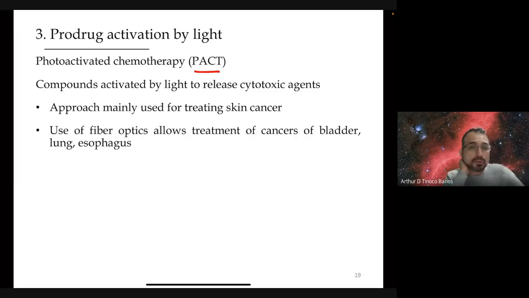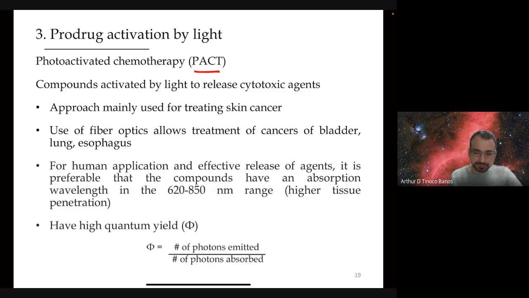However, the use of fiber optics has really allowed this technology to become more advanced, allowing treatment of cancers of the bladder, lung, and esophagus. For human application and effective release of agents, it is preferable that the compounds have an absorption wavelength in the 620 to 850 nanometer range. To an extent, that is because of higher tissue penetration, but it also has to do with practical reasons. If this is something light-activated that you have in your body, you don't necessarily want something that can be UV activated if someone were to walk outside in the presence of sunlight.